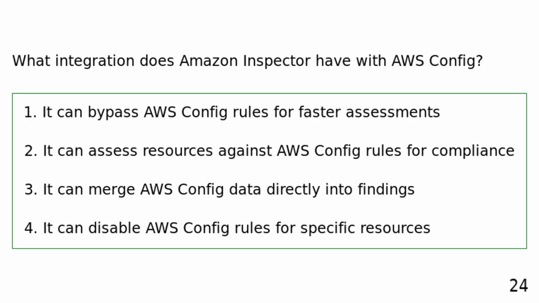What integration does Amazon Inspector have with AWS Config? It can bypass AWS Config rules for faster assessments. It can assess resources against AWS Config rules for compliance. It can merge AWS Config data directly into findings. It can disable AWS Config rules for specific resources.